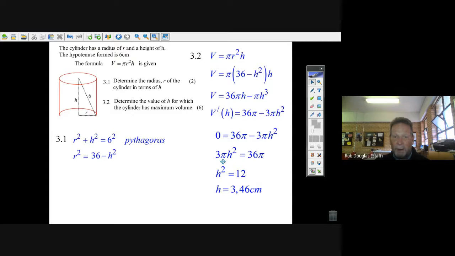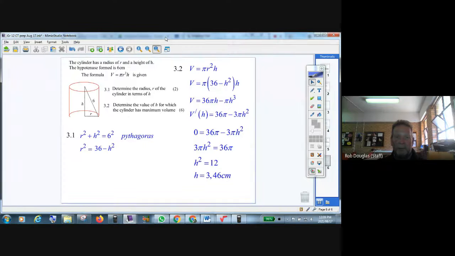We add 3 pi h squared to both sides. If you divide both sides by 3 pi, 36 divided by 3 is 12. And pi divided by itself is just 1, so it would cancel there, you'd get 12. Square root both sides, and you've got yourself the height that will give the maximum volume to this cylinder, 3.46 centimeters. And that's it. That's your answer. There you go.